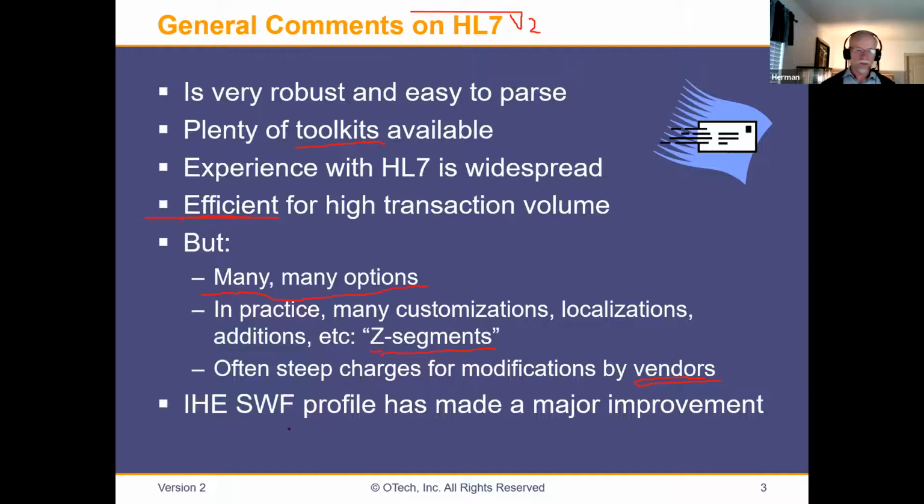And I have to say that IHE, Integrating the Healthcare Enterprise, the Scheduled Workflow profile, has made a big improvement, because that spelled out what exactly would be required in the context of that particular profile, from an HL7 perspective: what are the transactions that will be supported, and also the content of the transactions. So look for that. If the system is compliant with the IHE Scheduled Workflow, that would be a big help with some of the interoperability issues.